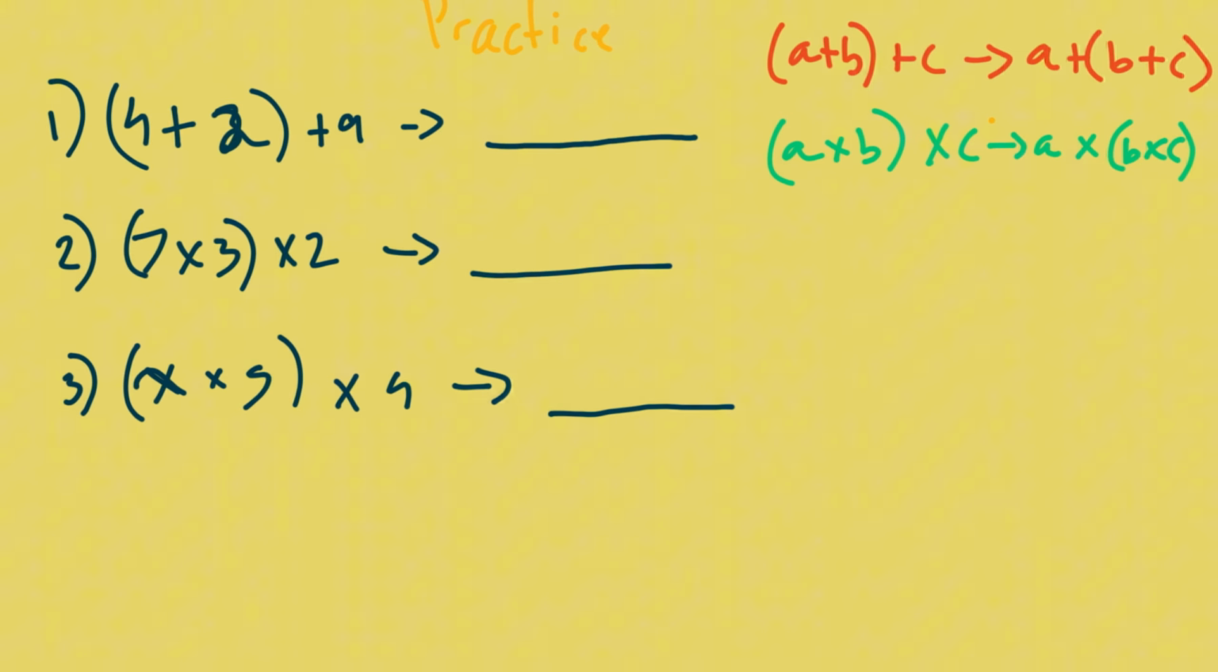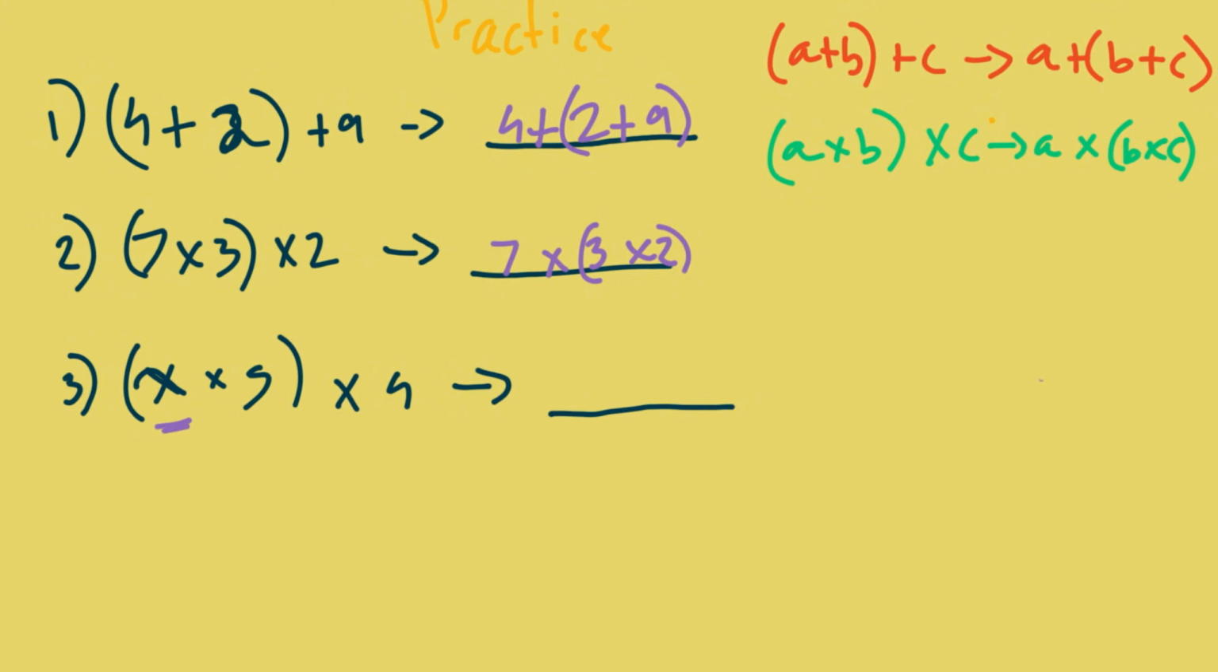Okay, so 4 plus 2 plus 9, you just got to reword it. In terms of math, you just got to move the parentheses. So this will just be 4 plus (2 plus 9), with the parentheses on 2 plus 9. 7 times 3 times 2, this is the same thing. What I recommend is writing it out fully, and then just putting the parentheses in later.